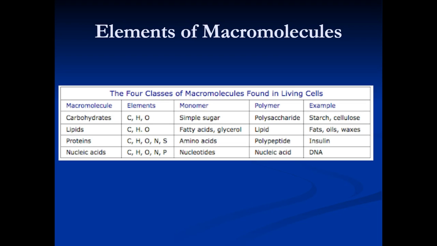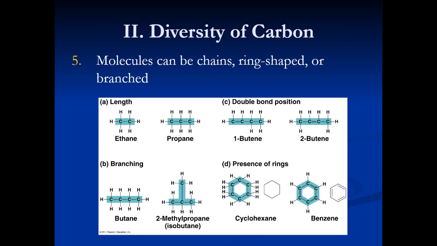Next, for our lipids category, that makes sense. Polypeptide for our proteins, and nucleic acid itself for the nucleic acids. A few examples of each of these are indicated in the last column. Starches and cellulose for carbohydrates, fats, oils, and waxes for lipids. Insulin is a great example for proteins, and DNA, or deoxyribonucleic acid, is a great example of nucleic acids.